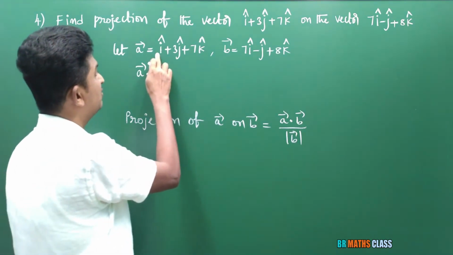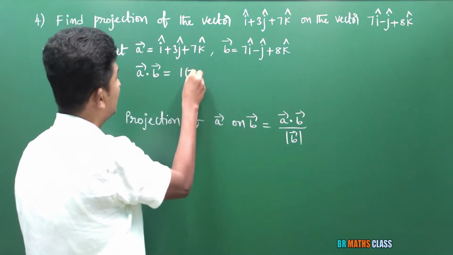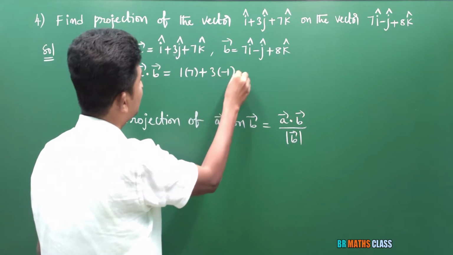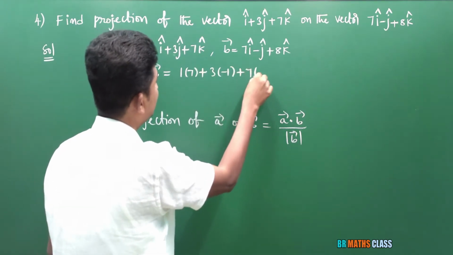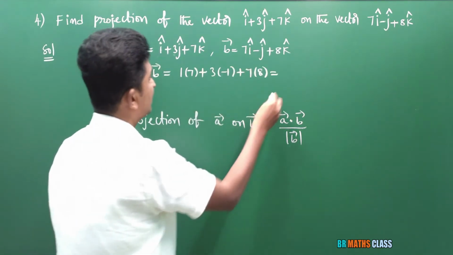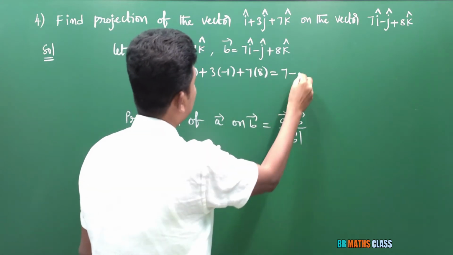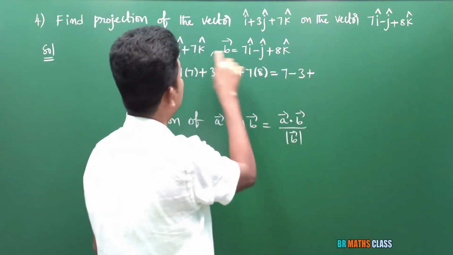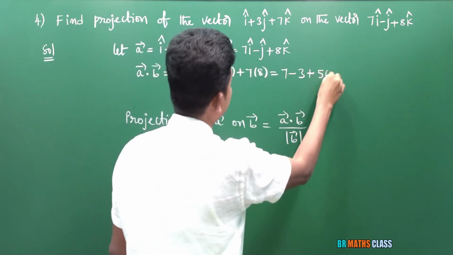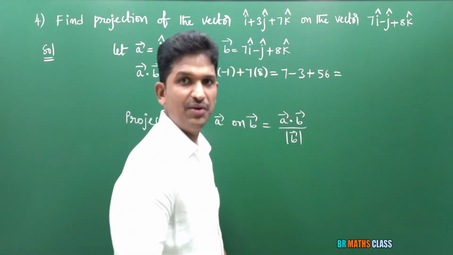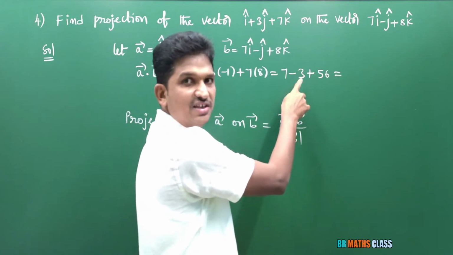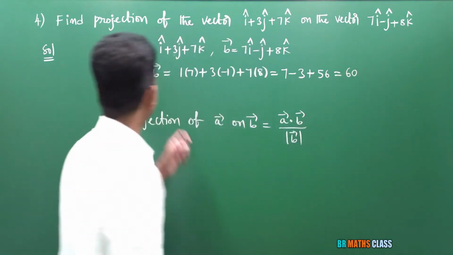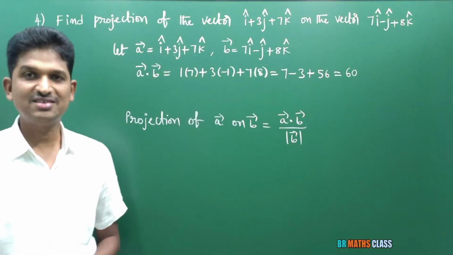So here, A1 B1 is 1 into 7, plus A2 B2, 3 into minus 1, plus A3 B3, 7 into 8. 1 into 7 is 7, 3 into minus 1 is minus 3, plus 7 into 8, which is 56. If I simplify this, 7 minus 3 is 4, and 4 plus 56 is 60. So I got A bar dot B bar as 60.